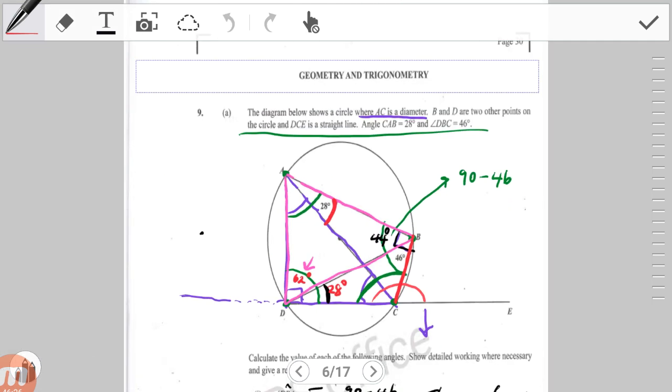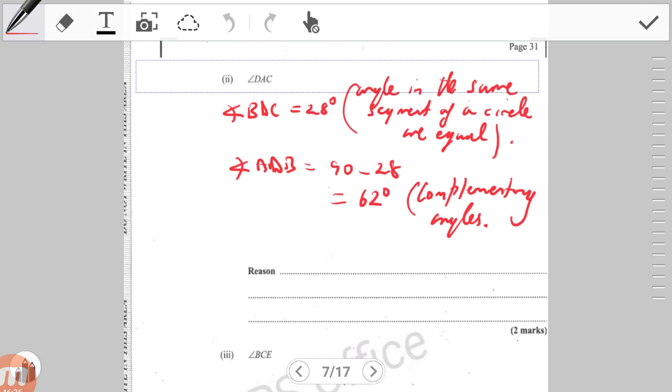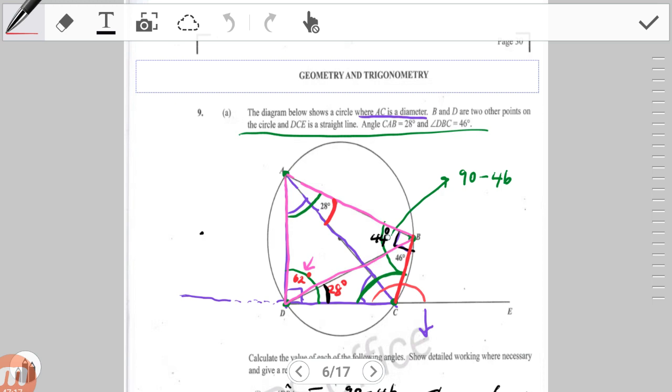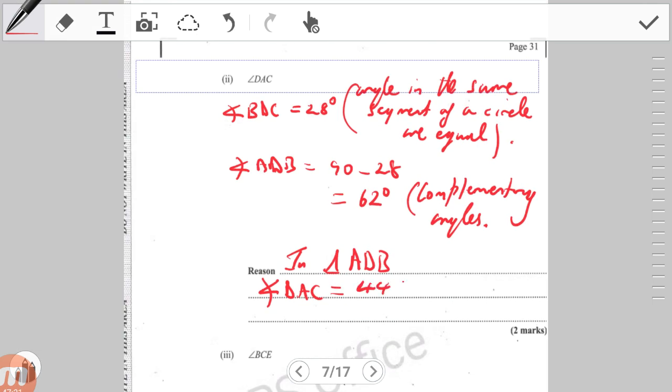Now that we have found some helpful angles here, let's have a look at the triangle that is marked in pink. That is the triangle ADB. So in triangle ADB, we're going to find that the angle we're looking for, angle DAC, is equal to 44 plus 28 plus 62, and we're going to subtract all of that from 180. So that's going to be 180 minus the sum of this answer here.